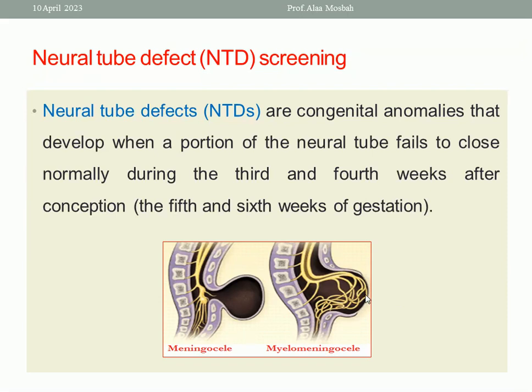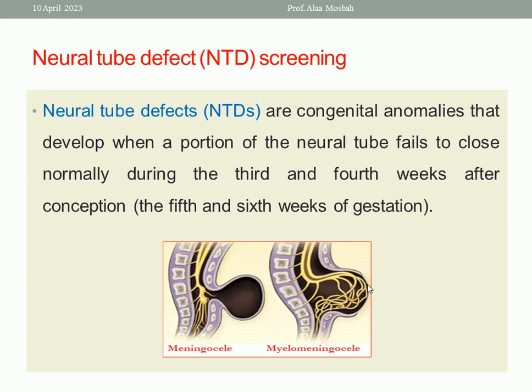Neural tube defect screening. This is a very important item. This is a very important congenital anomaly that develops when a portion of the neural tube fails to close normally during the third and the fourth week after conception. Third and the fourth weeks after conception mean the fifth and the sixth weeks of gestation. Okay?